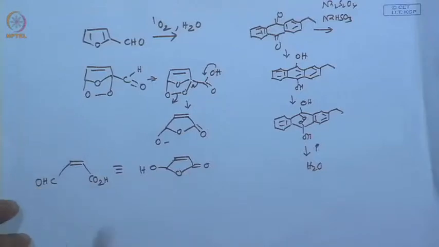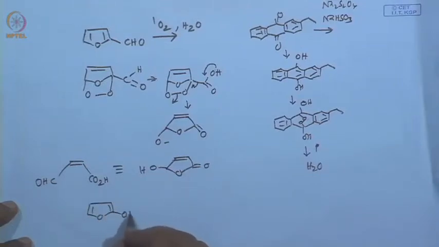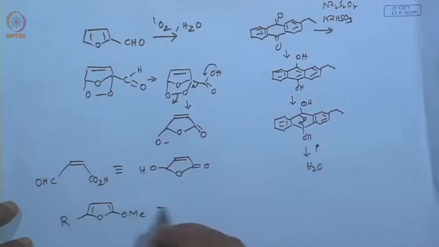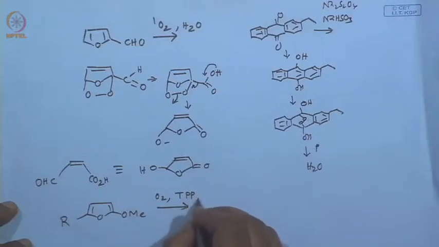So, there is another way of doing it. I mean, there is another way of doing it. Just to give you information, this is an example. Again, if you run, and you have a group R, and in this case, the singlet oxygen is produced separately. TPP, and then light.